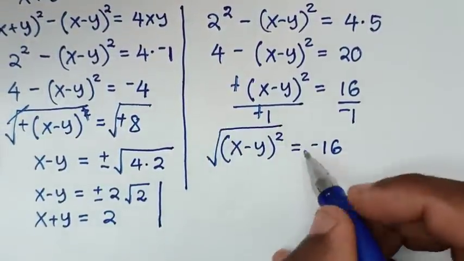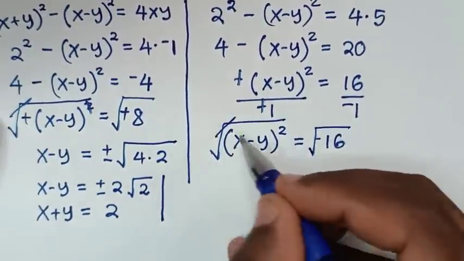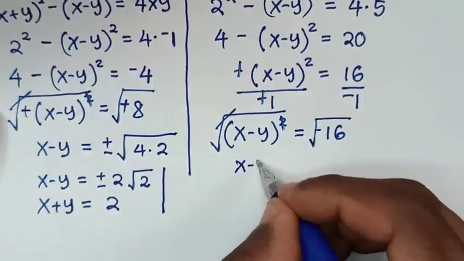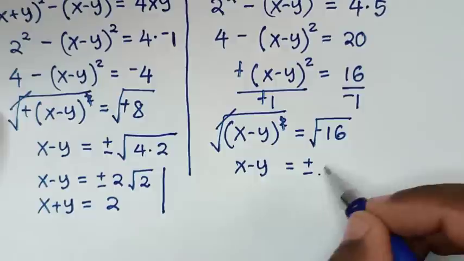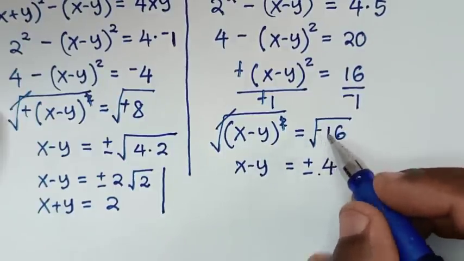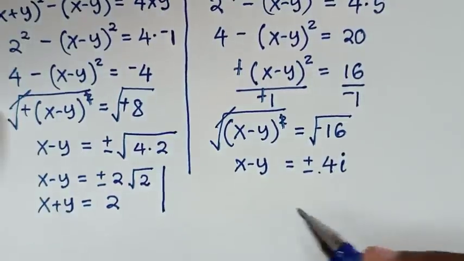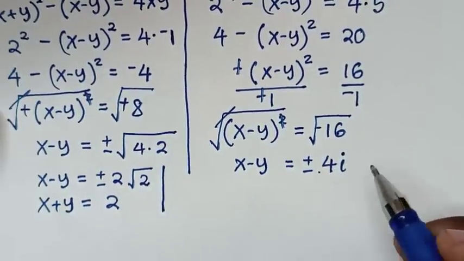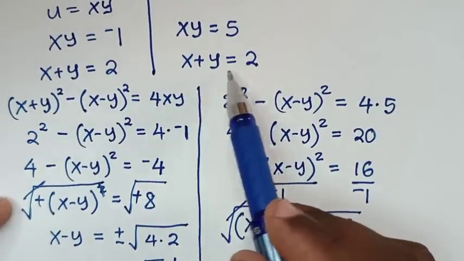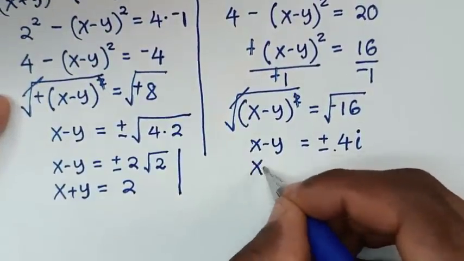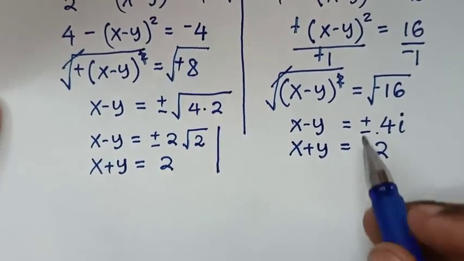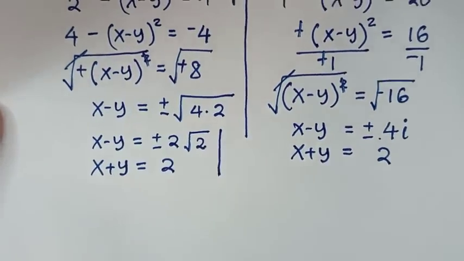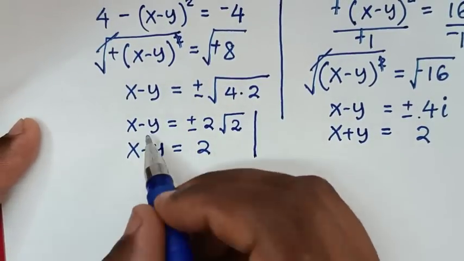Then we apply square root on both sides. So this square root will cancel the square, then it will be x minus y is equal to plus or minus square root of 16, it is 4. Then times square root of negative 1, which is i. Now we already have this equation. We'll compare with this equation, which is x plus y is 2, so with x plus y is equal to 2. Now we have this solution and this solution. Now let's start to deal with this solution.